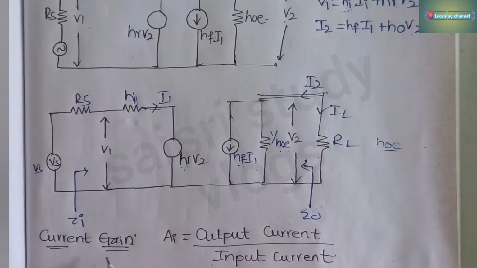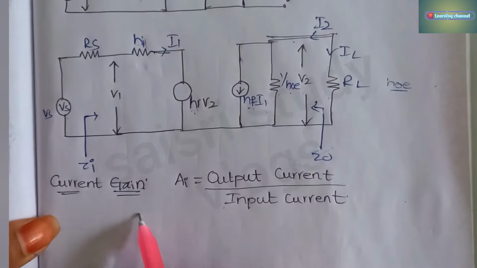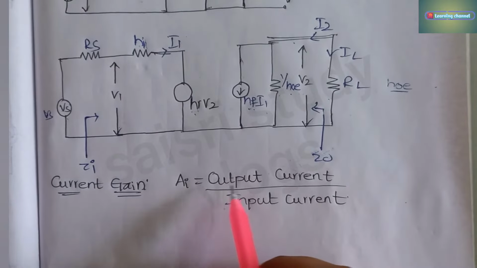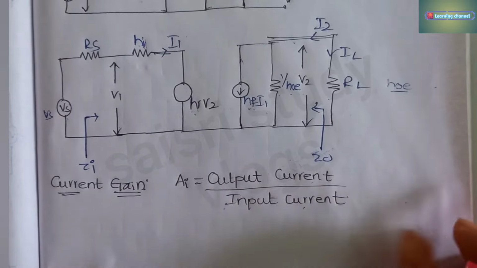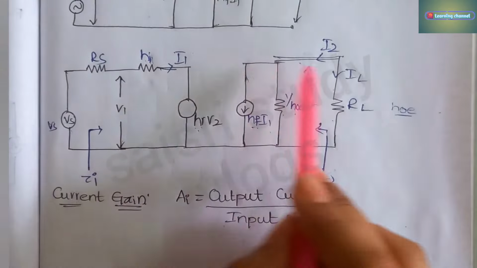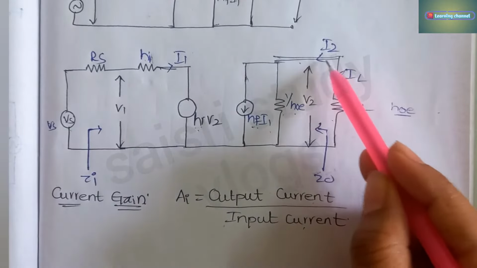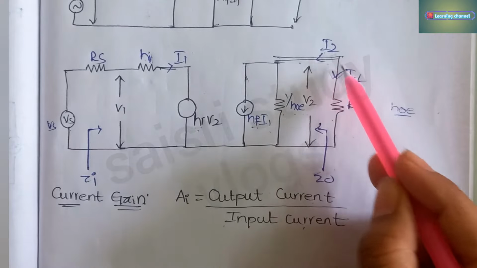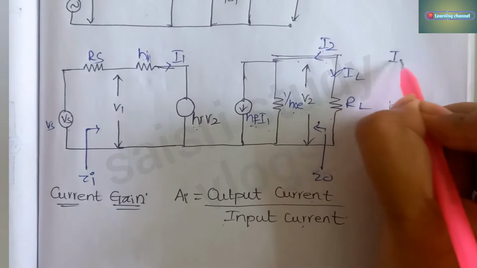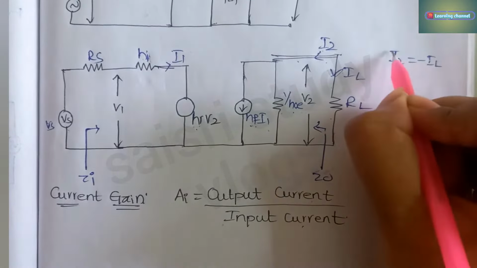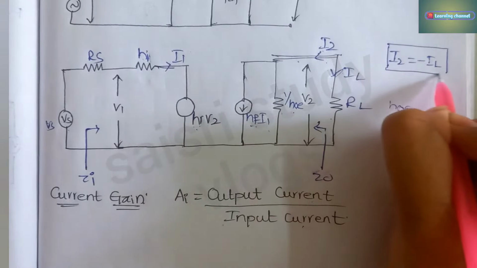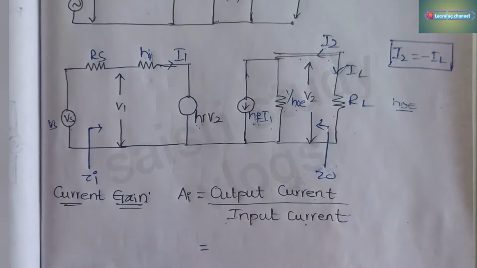So first, let us find the current gain. Current gain AI is equal to, what is the formula, output current by input current. Here we have two currents, I1 and I2, which are entering into the port, and IL is the load current which is coming out of the port. So these two are in opposite directions. So I2 equal to minus IL. This equation is very important in deriving this.